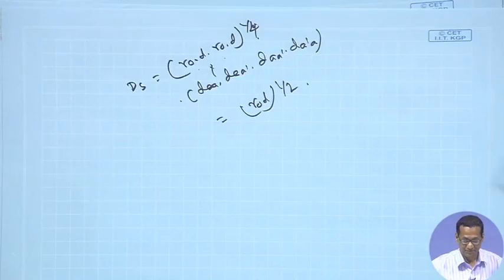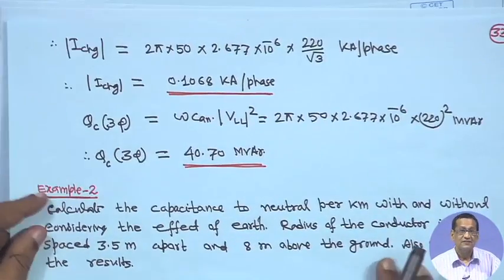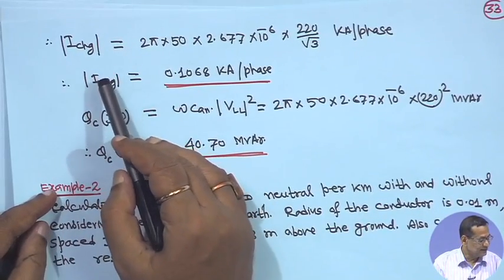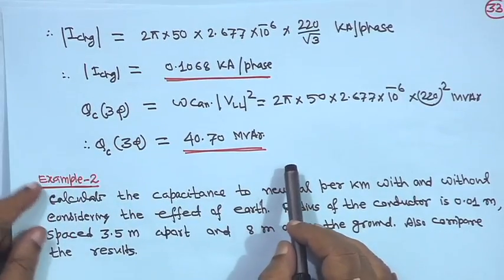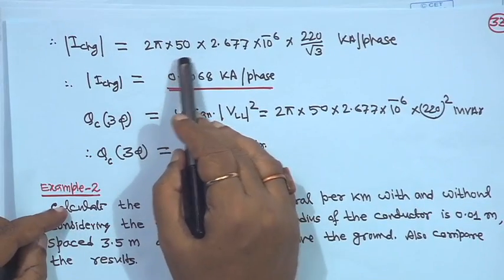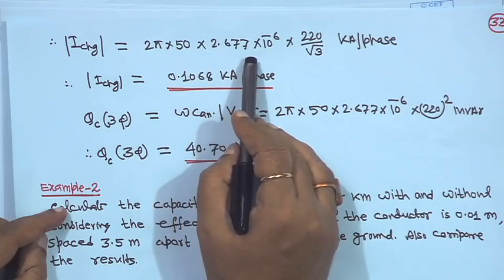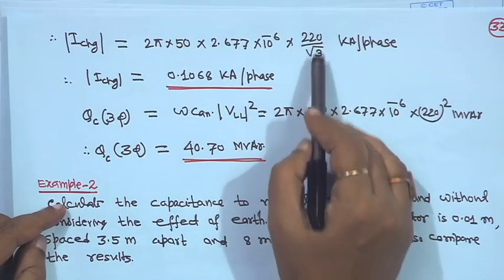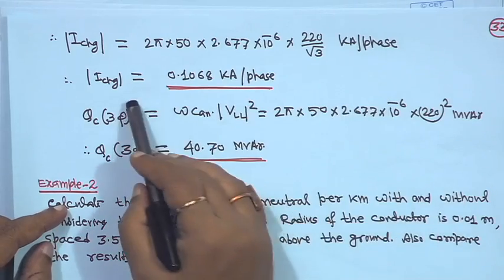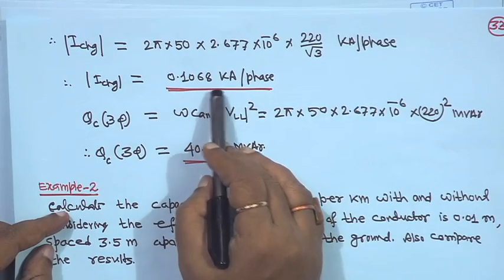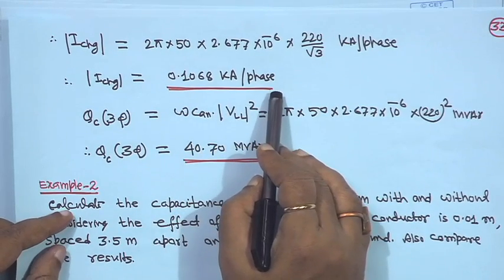Then the magnitude of charging current here is equal to 2 pi f into 2.677 into 10 to the power minus 6 into 220 by root 3 kiloampere per phase. That is, the charging current will be 0.1068 kiloampere per phase, right.